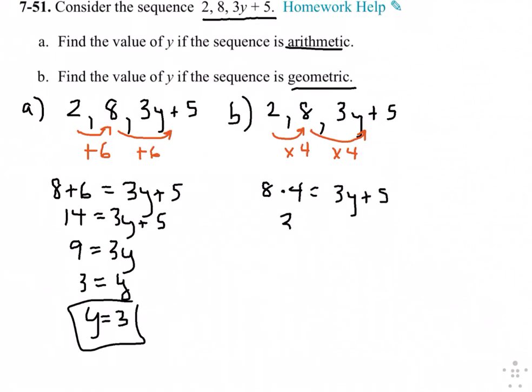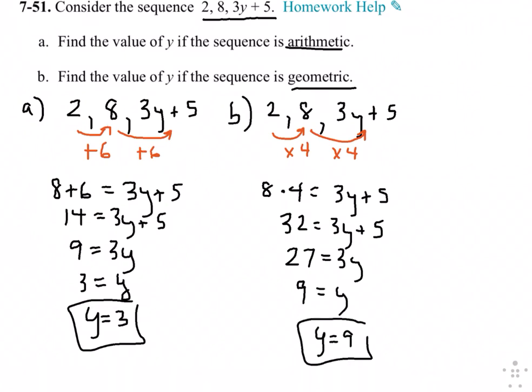So 8 times 4 is 32, equals 3y plus 5. We subtract 5. 32 minus 5 is 27, equals 3y. And divide by 3, 9 equals y. So y equals 9 for part B.